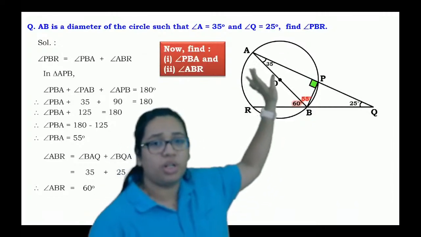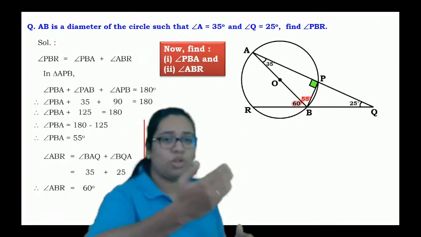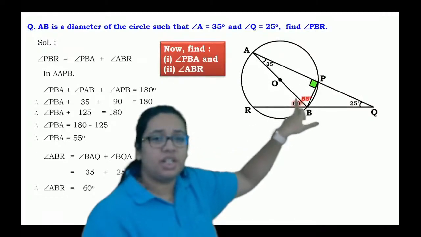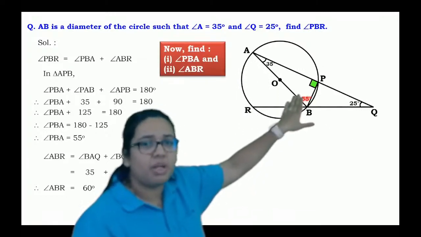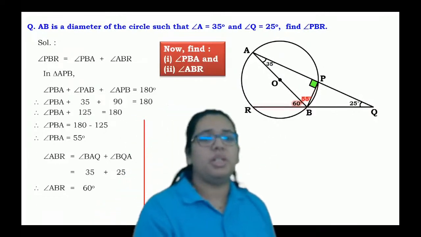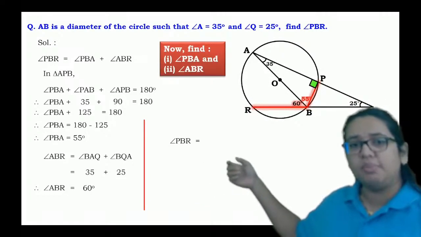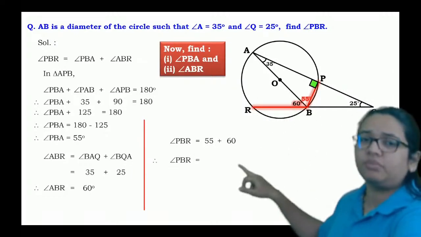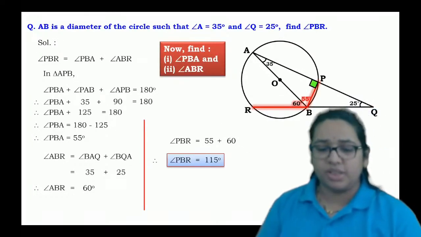Are you getting this one? We are talking only about this angle. So ABR is the external part of this triangle, and obviously it will be an exterior angle at vertex B. So ABR is the same as the sum of the two opposite interior angles. So ABR will be 60 degrees. But the main question is to find the measure of angle PBR. It equals 60 plus 55. So the final answer will be 115 degrees. Are you getting this one?